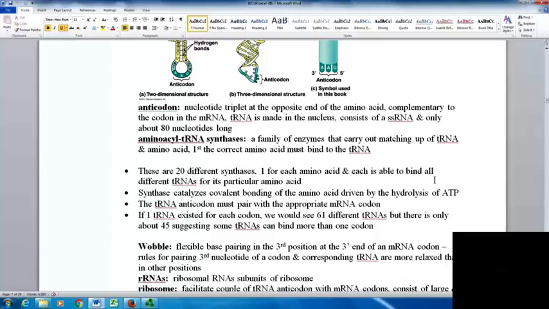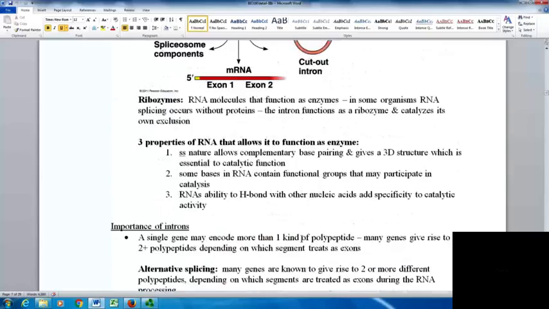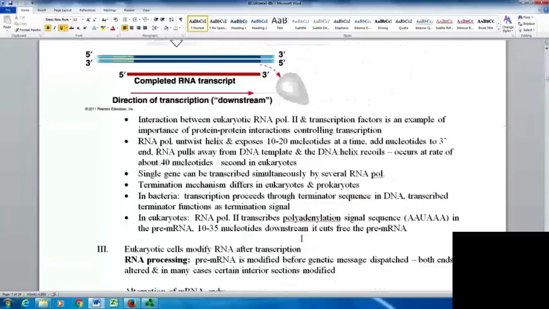So what we would expect is if one tRNA existed for each codon, we would see 61 different tRNAs. But what we see is there's about 45 of them, which suggests some of the tRNAs combined more than one codon. This is due to what we call the wobble, or the flexible base pairing at the third position of the 3' end of an mRNA codon. The rules for pairing the third nucleotide of a codon and the corresponding tRNAs are more relaxed than in other positions.